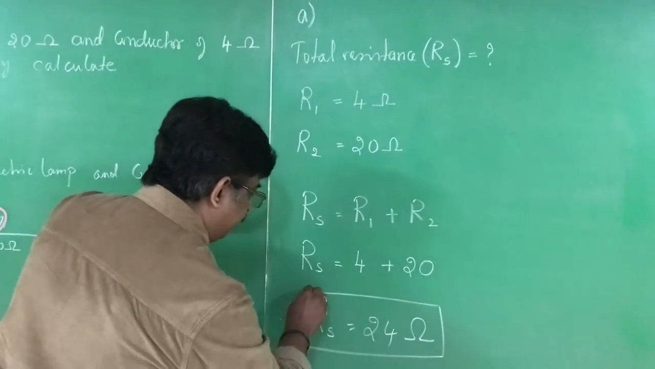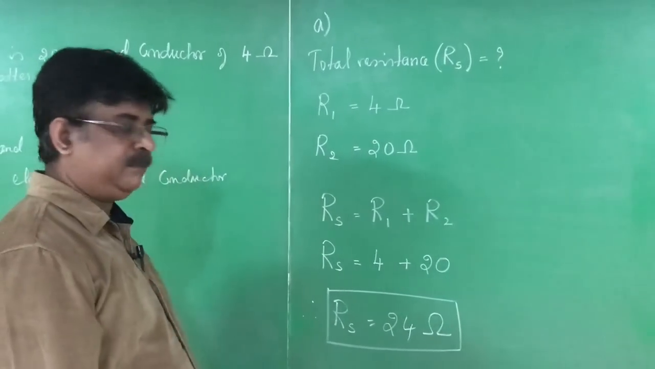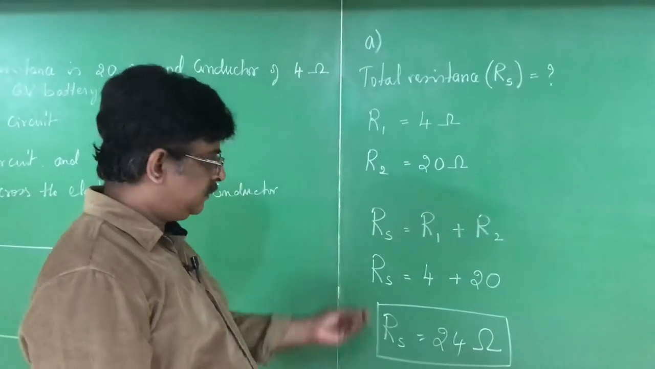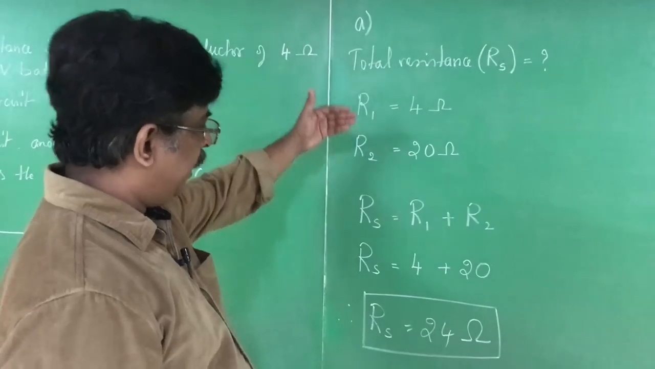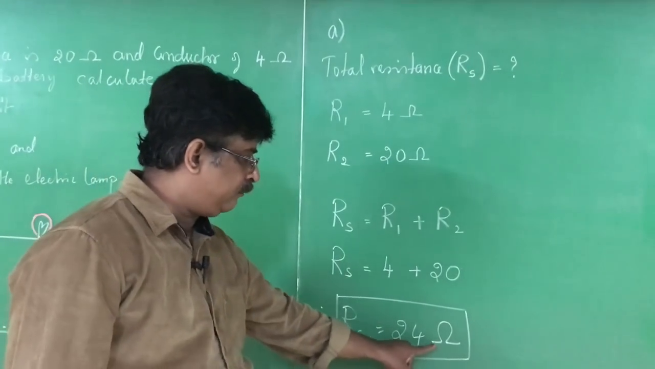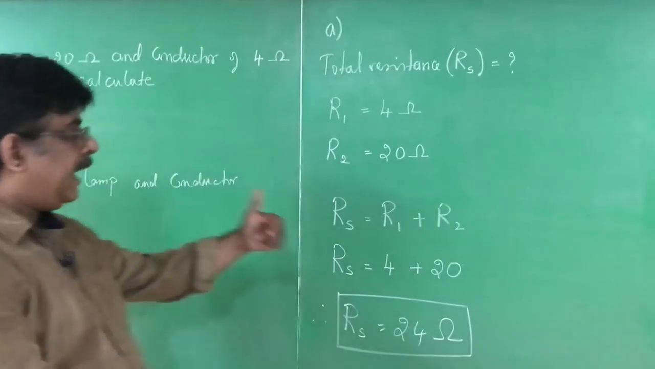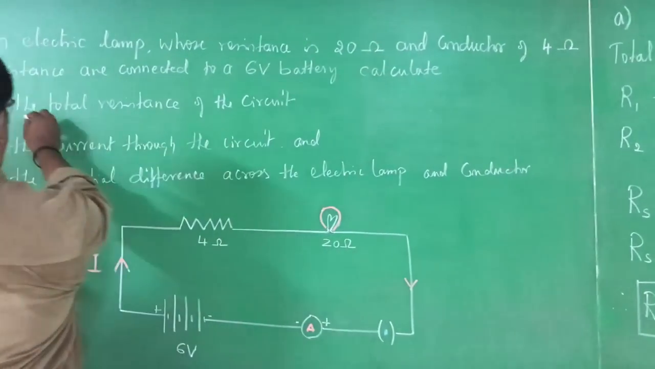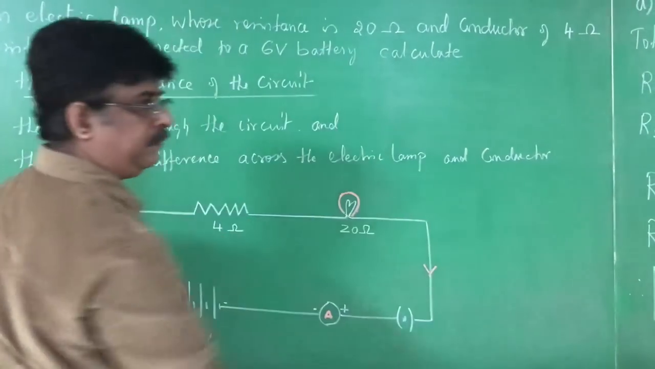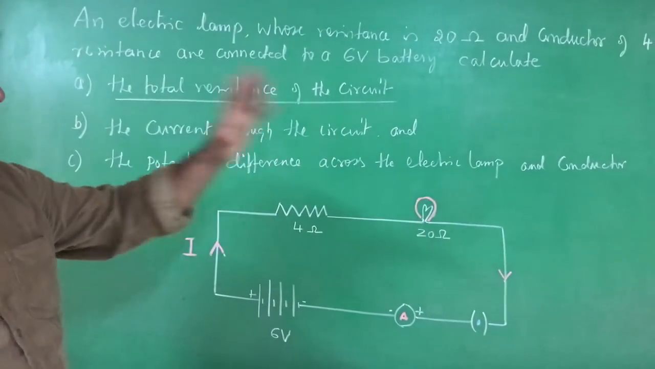How simple, see. You simply say physics problems are difficult. Physics problems are not difficult. It is simple mathematical calculation. Now I calculated the total resistance, that is 24 ohms. I come back to the problem. A part is over, this part I completed, right? Total resistance of the circuit is 24 ohms.